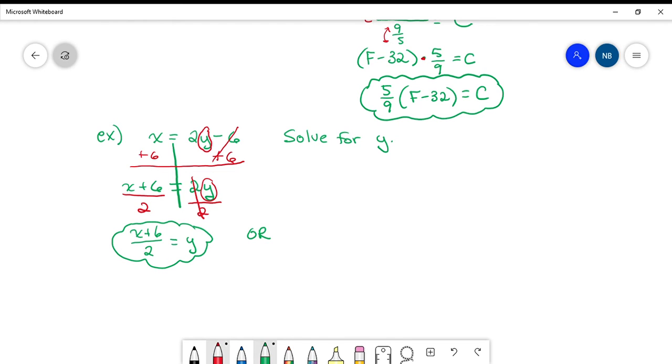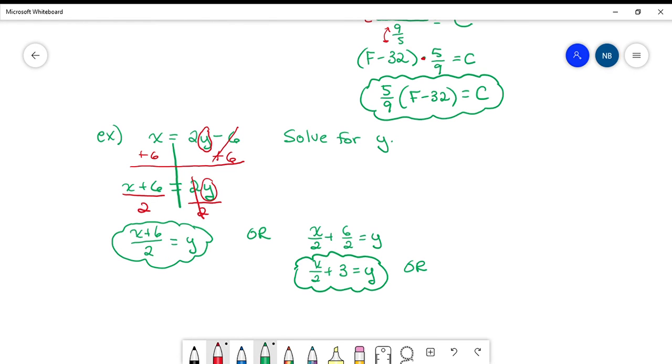Now, some students get a little confused when the answer in the back of the book doesn't look like the answer they got. So I'm going to write this one two more ways. X plus 6 all over 2 can also be written x over 2 plus 6 over 2 equals y, which is x over 2 plus 6 divided by 2 is 3 equals y. So that is another way to write the answer.